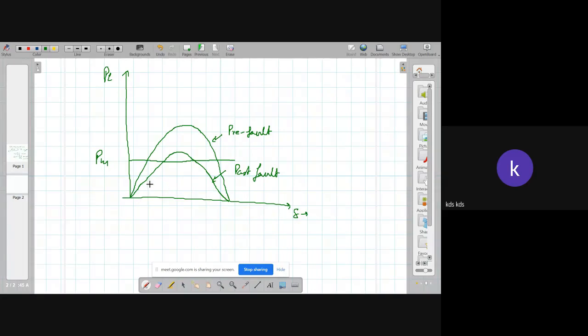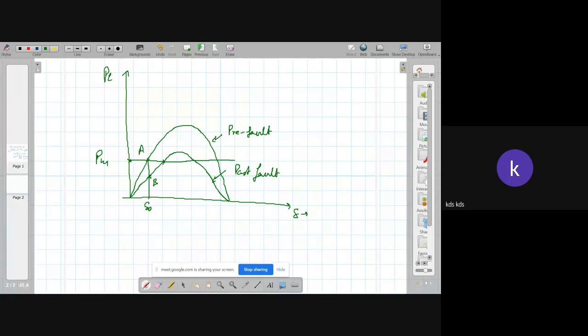So mechanical input is this one, and first of all we are having on the pre-fault curve delta 1, but due to the fact that the point has been shifted from A to B because one of the lines has been switched off, B point is having electrical power less than mechanical power. That's why it is going to move along the power angle curve, reaches here.